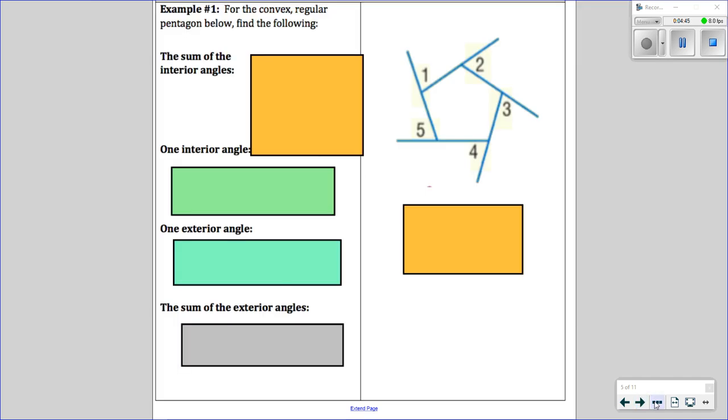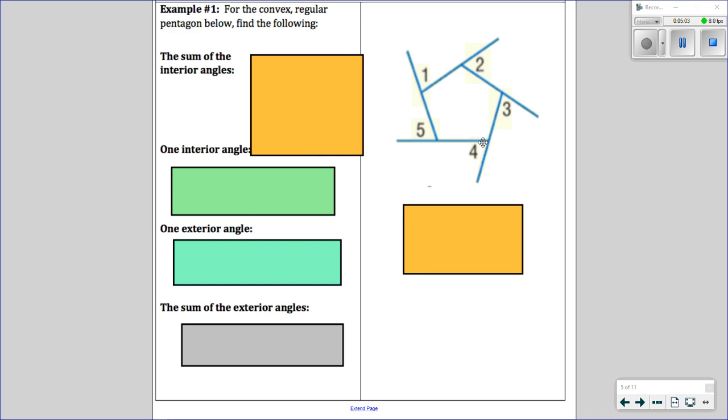Right, so let's look at our first example. So it says, for a convex regular pentagon below, find the following. So we need to find the sum of the interior angles, find one interior angle, find the measurement of one exterior angle, and then find the sum of the exterior angles.